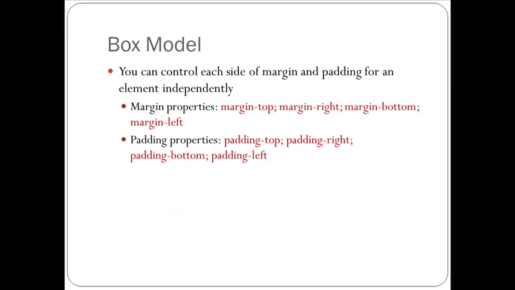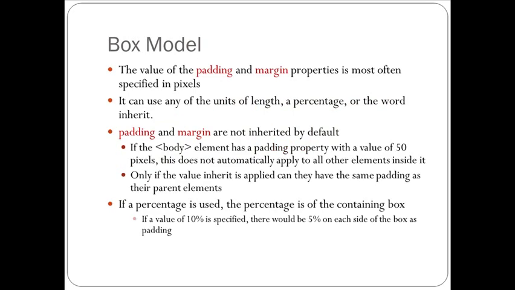You can control each side of margin and padding for an element independently, just like you can everything else. Margin top, margin right, margin bottom, margin left, and the same goes for the padding property. You can set each one of them individually as well. The value of the padding and margin properties is most often specified in pixels. It can use any of the units of length that we've talked about, a percentage, or the keyword inherit. Padding and margins are not inherited by default, just like the border.